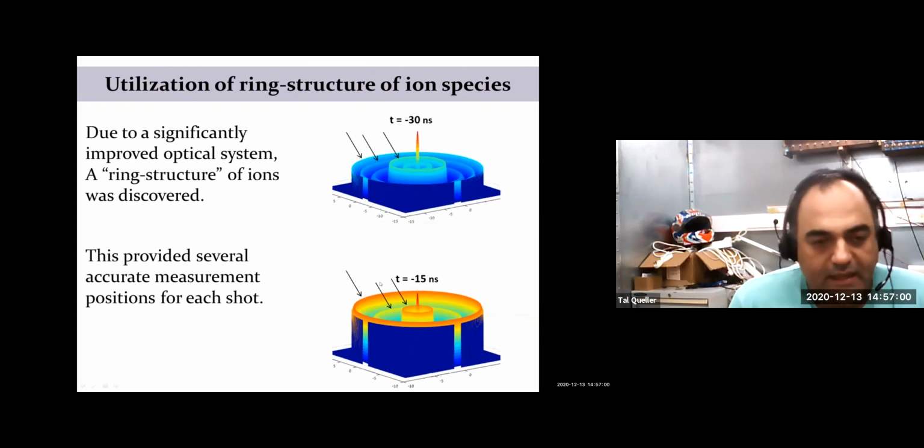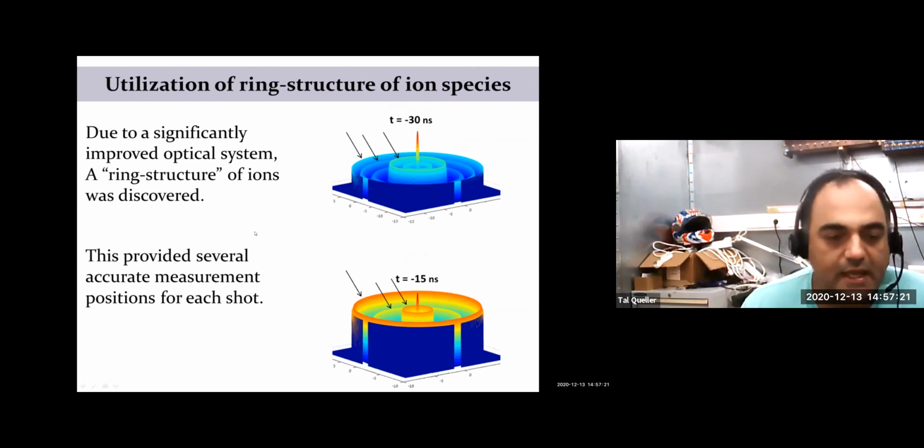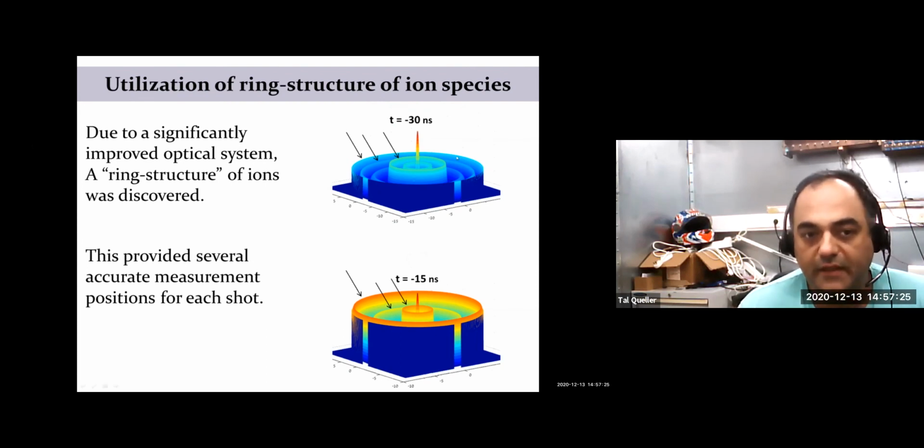So by making our light collecting system much more efficient and buying some new spectrometers, we managed to get our measurements in very, very short exposure times, less than half of what we used to expose. This revealed a structure in the imploding ions.